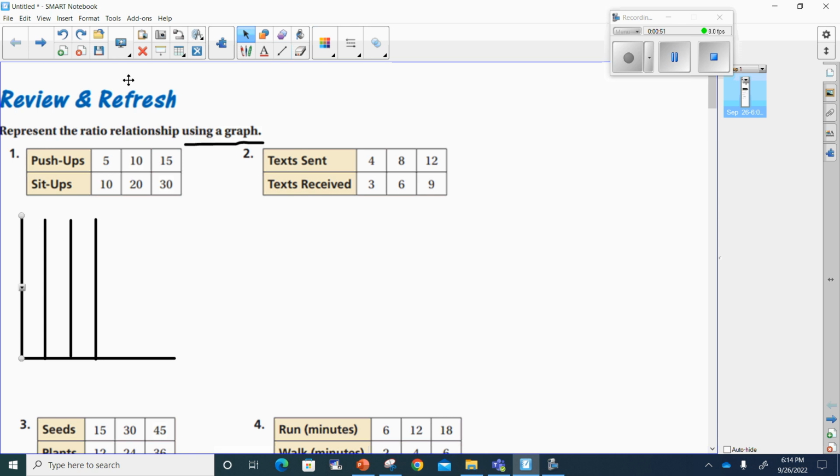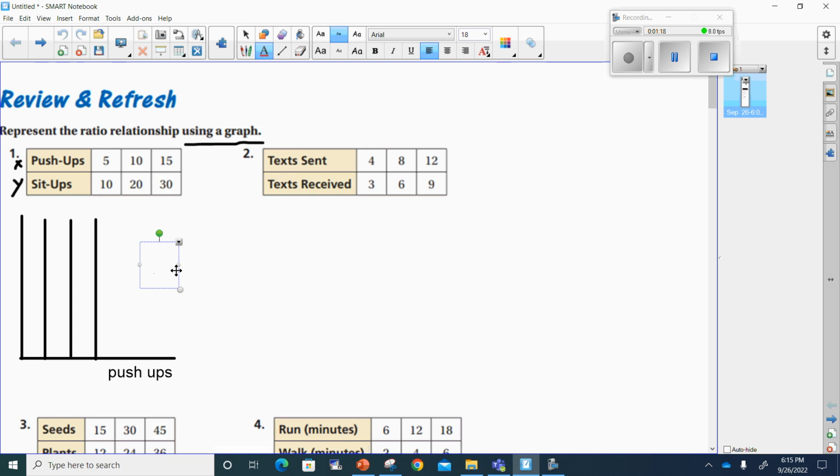Let's see, we know that this is going to be my X and it's going to be my Y, just like in alphabetical order, up and down. So that means my Y is going to be on the Y axis. My X will be over here on the X axis. So I'm going to put push-ups over here, and I'm going to put sit-ups over here.